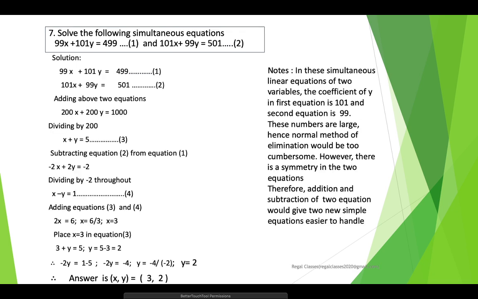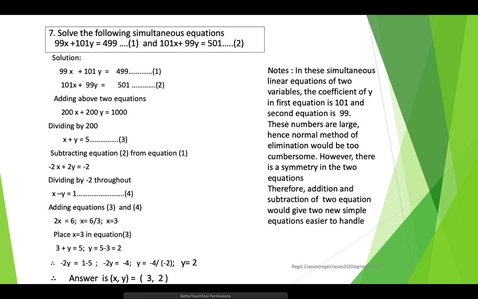Solve the following simultaneous equations. Here you can see the coefficients of x and y are large numbers. So don't try to cross multiply or eliminate x or y. It will become very tedious. You will waste a lot of time. So the trick here is you just add the two equations. And you can see it becomes 200x plus 200y is equal.